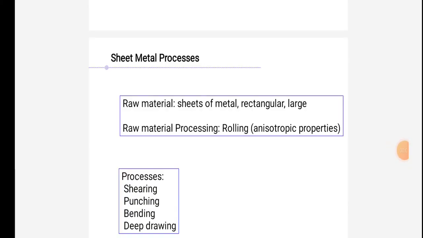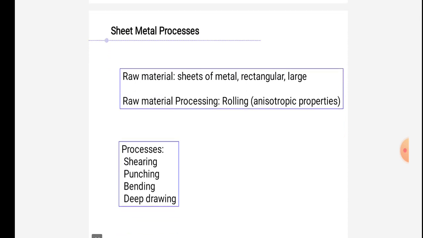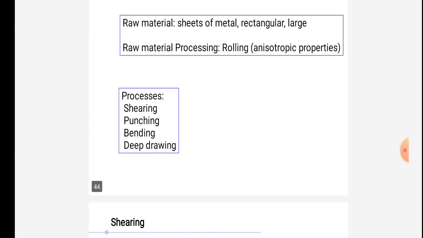Hello friends, we will now see the subject manufacturing process, in which we will study sheet metal processes. The raw material is a large rectangular sheet of metal, produced by rolling, which gives anisotropic properties. The processes are shearing, punching, bending, and deep drawing.